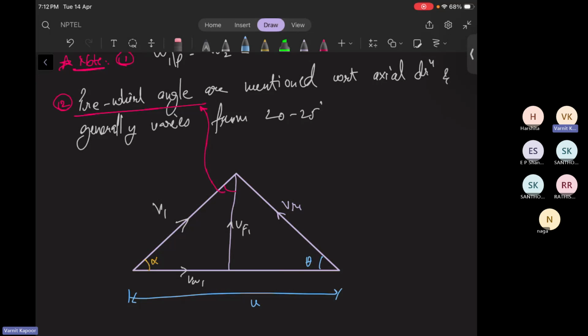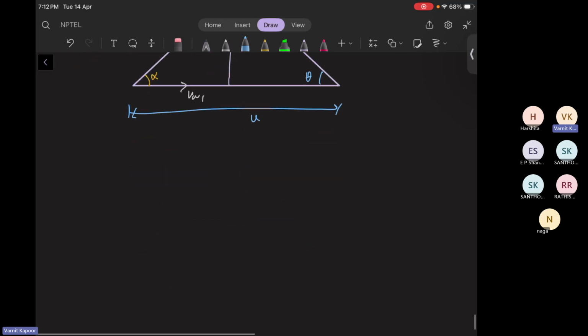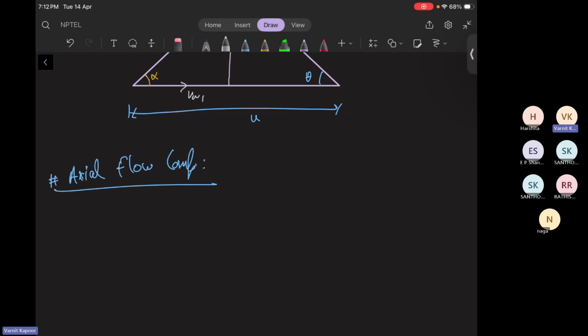Now we are finished with the centrifugal compressor. Any doubts still here, so that we can start the axial flow compressor? Okay, no doubts. Axial flow. Here your inlet and outlet velocities are going to be the same, that is U1 and U2 I'm talking about.